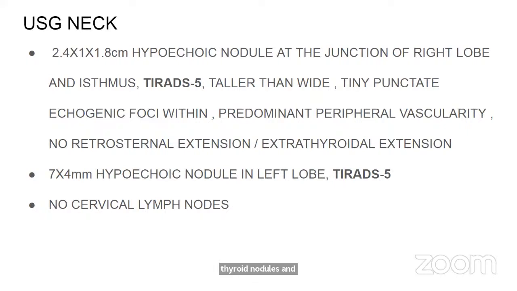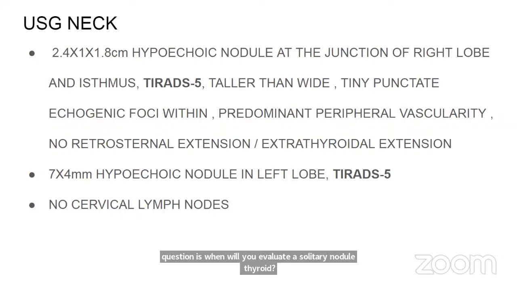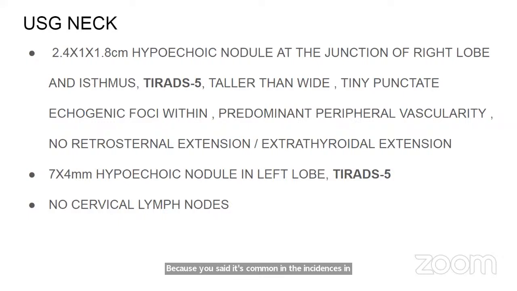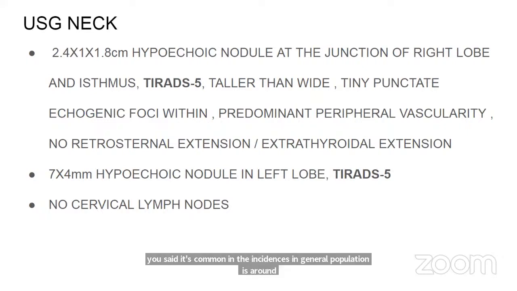Okay, please read. Ginny, what is the incidence of a solitary thyroid nodule in general population? Ma'am, generally it is 5 to 15%. In females, it is 4 to 15, and in males, it is 7 to 20%. What about the incidence in an autopsy? It's approximately around 30%. So why I did ask this question is, when will you evaluate a solitary nodule thyroid? Because you said the incidence in general population is around 12% or 15%. Yes, and even in autopsy, it is around 30%.